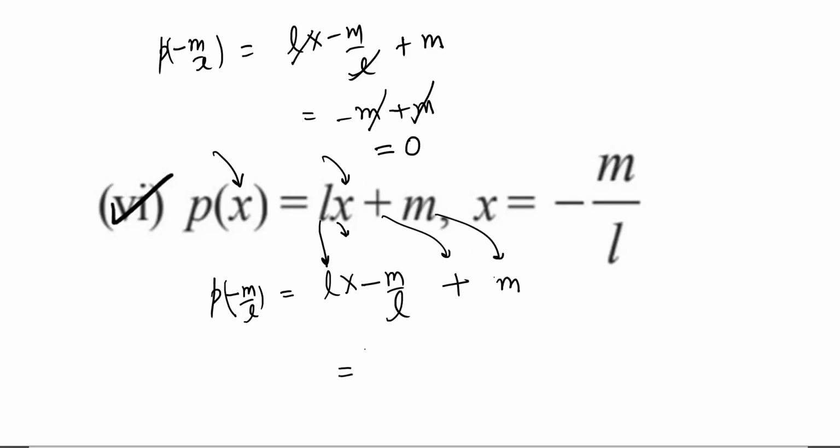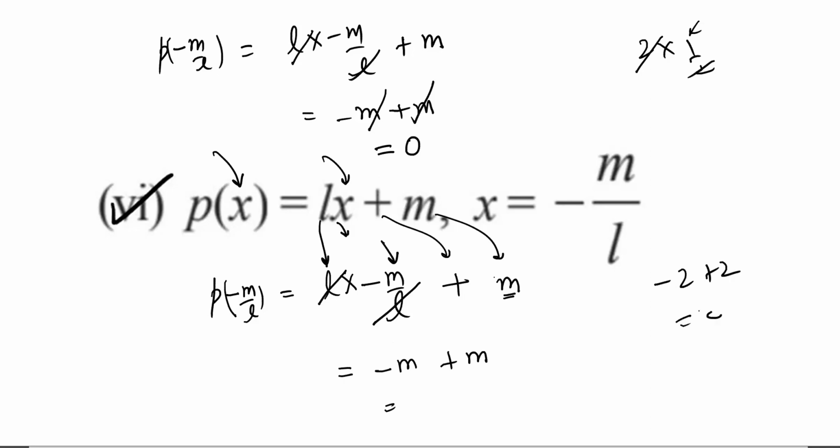Now this m and this m will get cancelled out, like if you have 2 into 1 by 2, what will you get? The 2s get cancelled out. Similarly, when L and L are there in multiplication, they will cancel out, and you will get minus m, and then plus m. This minus m plus m, like minus 2 plus 2, what do you get? 0. Similarly, minus m plus m, you will get 0. Okay, now you understood?